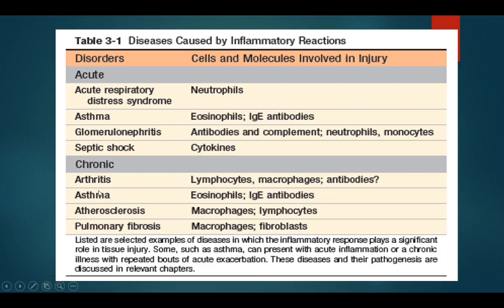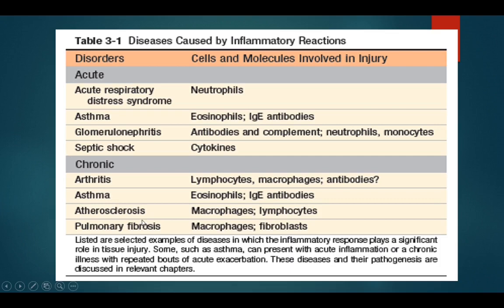Then what are the chronic disorders, like arthritis? In arthritis, it is mostly lymphocytes and macrophages, and there are studies going on about antibodies, though it is not very sure whether antibodies play a role. Some studies suggest that antibodies also take part in arthritis-like conditions, but mostly it is lymphocytes and macrophages. And in chronic inflammation, asthma can also be there. A patient can develop asthma and continue to have it for the whole life. So eosinophils are the ones responsible.